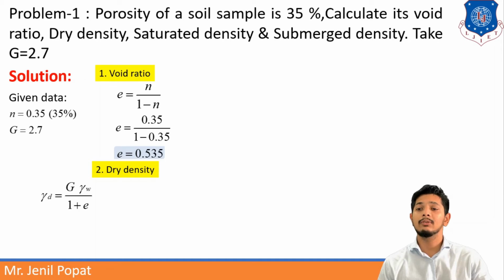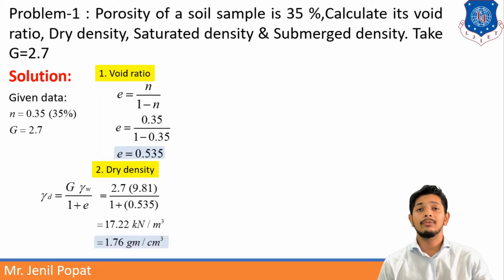For dry density, we have the formula gamma d, gamma dry, is equal to G into gamma w upon 1 plus e. Here we do have the values of G and e, and gamma w is by default 9.81 kilonewton per meter cube. So let us put all the values in this formula: G 2.7, gamma w 9.81 and e as 0.535. The value we get for gamma d is 17.22 kilonewton per meter cube, and dry density is 1.76 gram per centimeter cube.